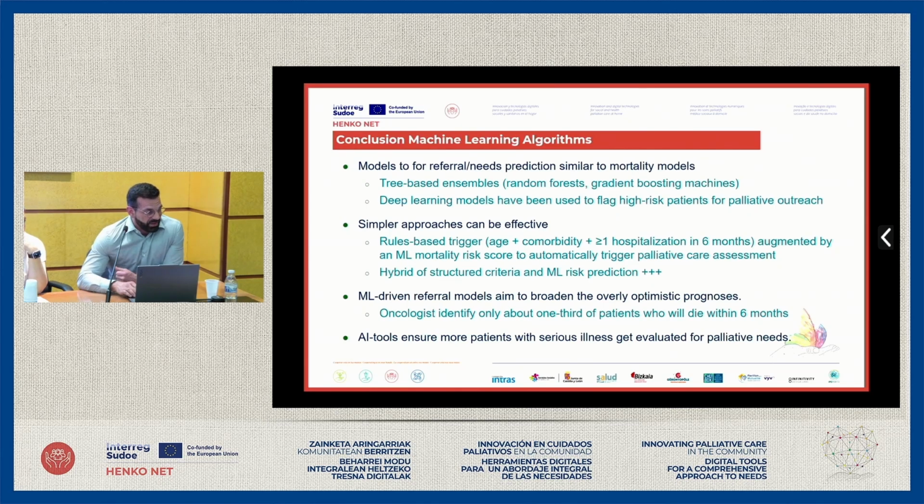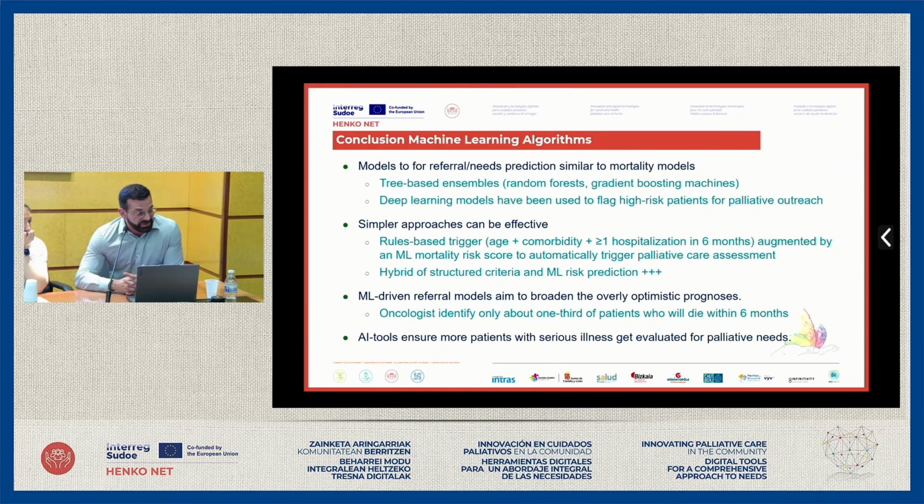So, models to predict referral and needs, similar to mortality models. I showed you three ensembles, one random forest, one gradient boosted machine, and one deep learning technology to flag patients with high risk for palliative care needs.